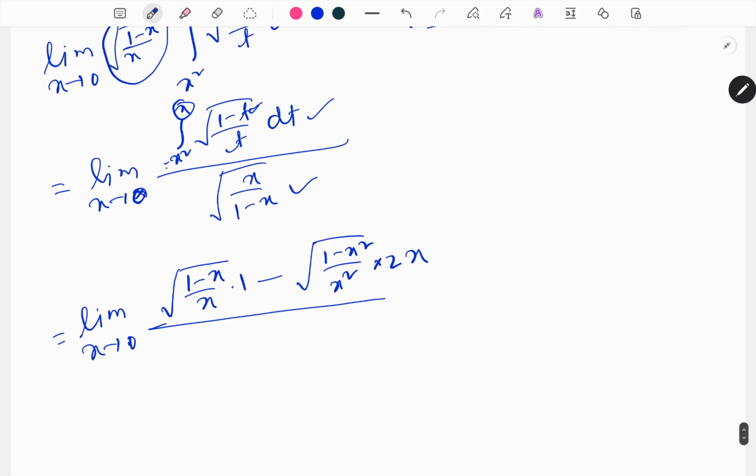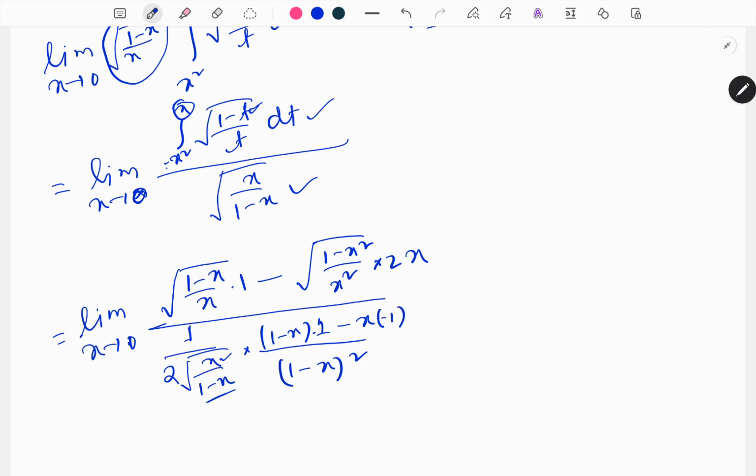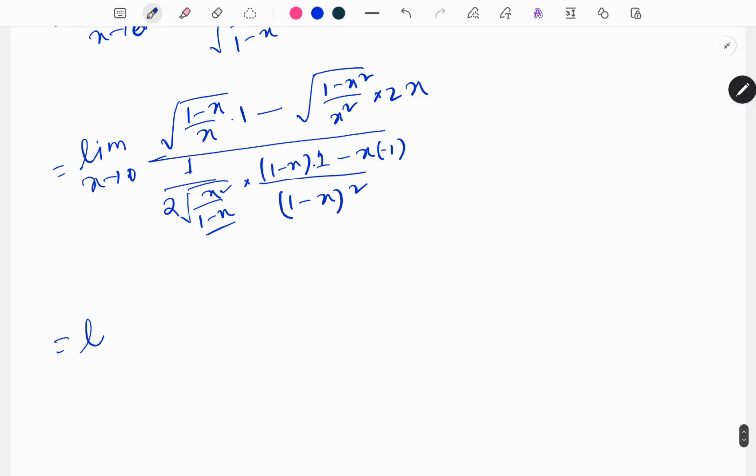Now differentiate the denominator. This differentiation is 1/2 square root of x/(1 minus x), and then again the differentiation of this, with (1 minus x) whole square, is (1 minus x) minus x into the derivative of (1 minus x). The derivative of (1 minus x) is minus 1. Now try to simplify this, limit x tends to 0.